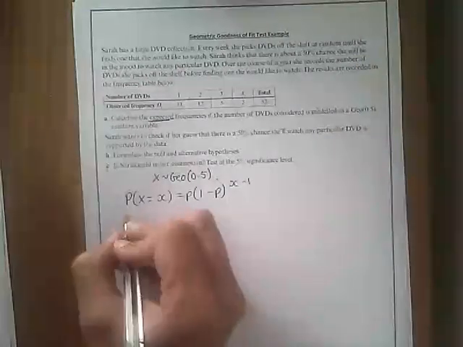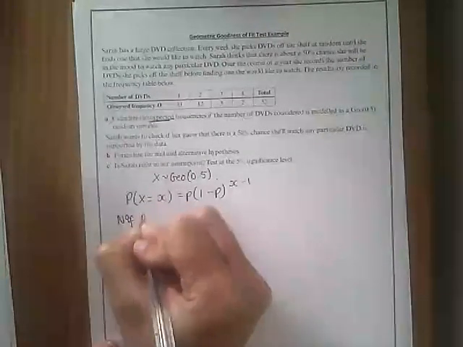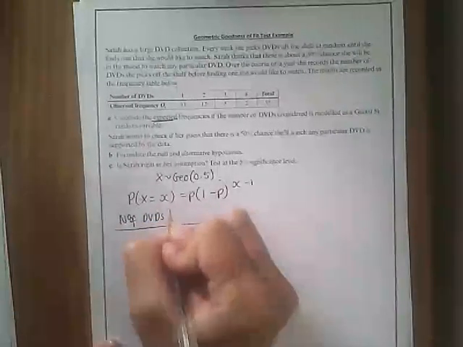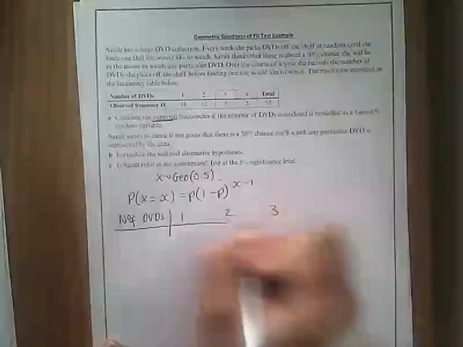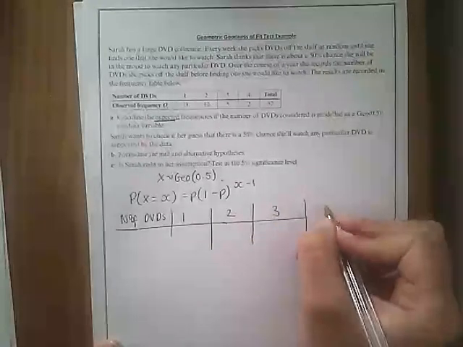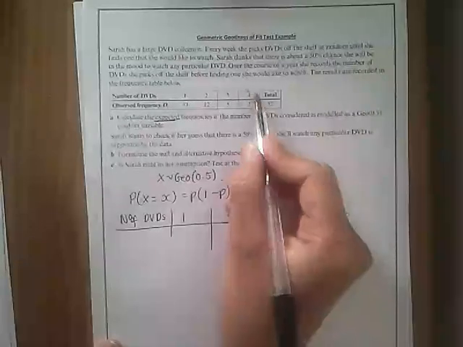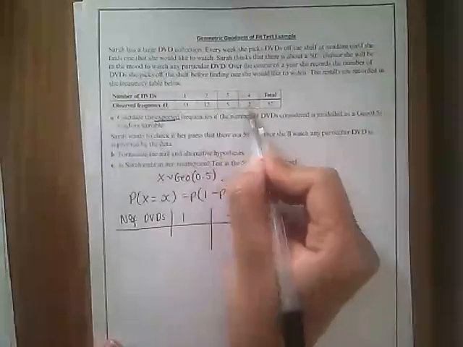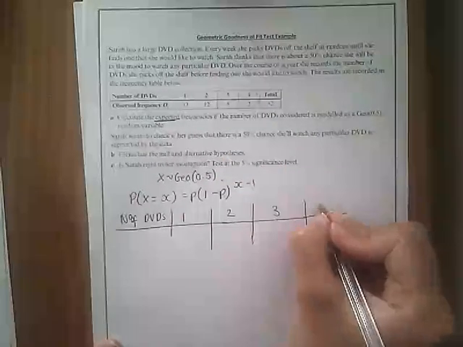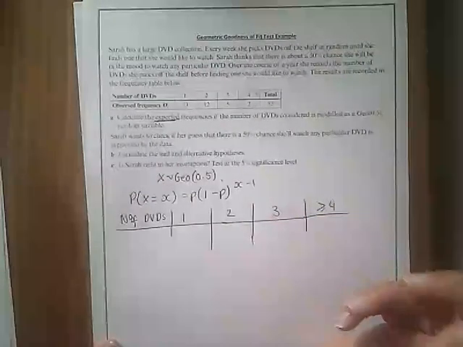Right, so I'll just rewrite the table. So we've got the number of DVDs is 1, 2, 3. Now, because technically she could pick up as many DVDs as she likes, this one at the top, which is obviously the most she ever picked out, should be infinite. So that should be more than or equal to 4.